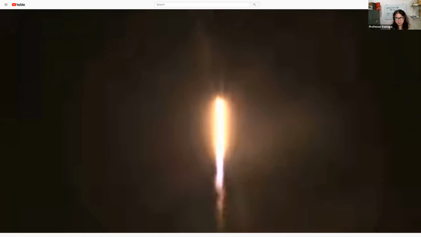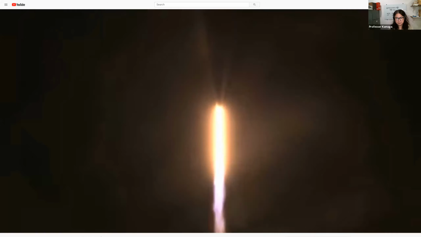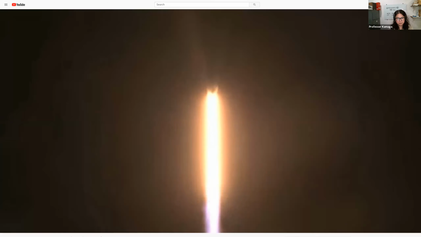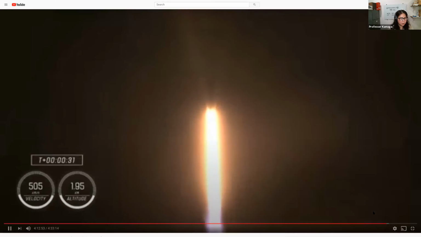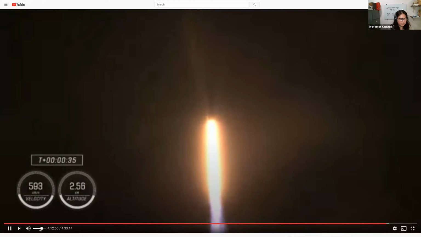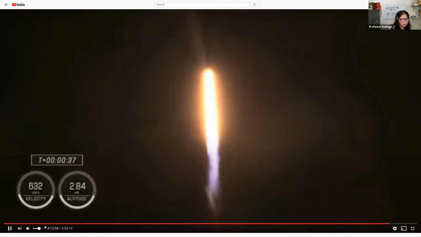M1E propulsion is nominal. That's the word we want to hear. Stage 1 propulsion is nominal. Seconds into this historic mission, flying crew on board Dragon and Falcon 9.